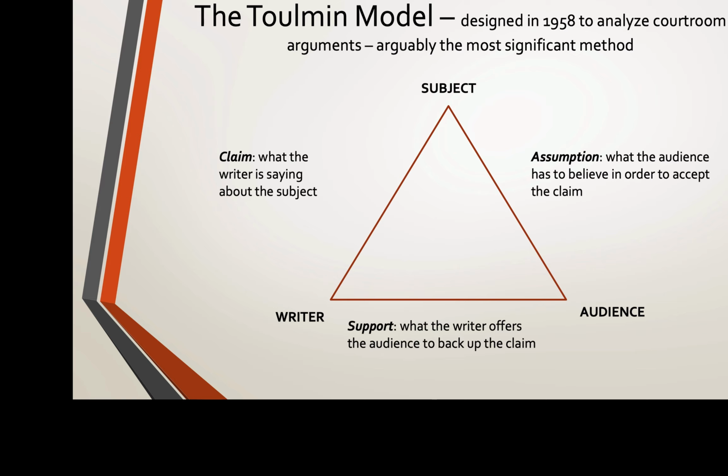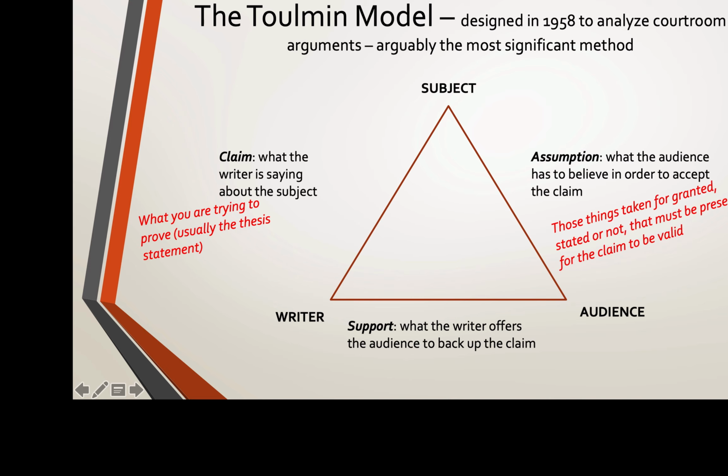Now, the support is what the writer uses to back up the claim. I'm going to make my claim, and I'm going to say that it's not just my opinion, because that would be an op-ed. I want to tell you that this is a factually supported claim, and that's where we have this support down here, what I'm offering the audience to back it up. So what I'm trying to prove is usually the thesis statement, those things that the reader has to take for granted, that have to be presented for the claim to be valid, and the evidence, appeals, needs and values.